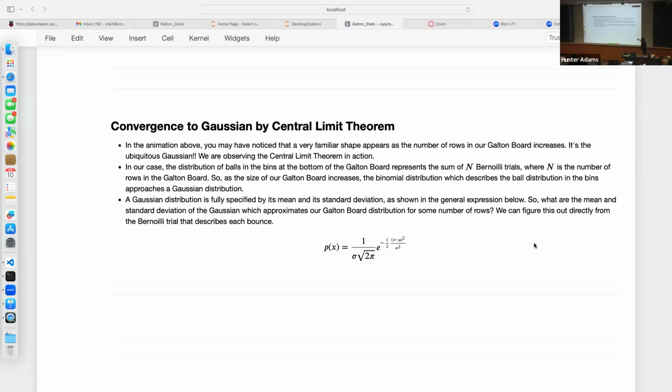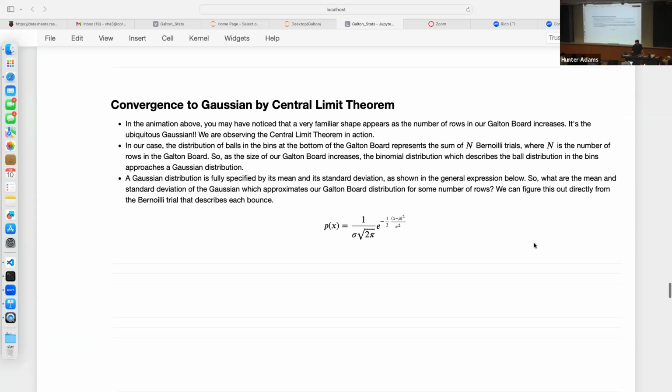So as the size of our Galton board increases, the binomial, which describes the ball distribution, approaches a Gaussian. This is the general equation of a Gaussian. You may remember that all that you need to know in order to write down the probability density function for a Gaussian is its mean and its variance, right? You need to know its mean mu, and you need to know its variance sigma, and that fully specifies the Gaussian. So the question is, for our Galton board of n rows, how do you compute those two numbers? It turns out it's really not so hard.